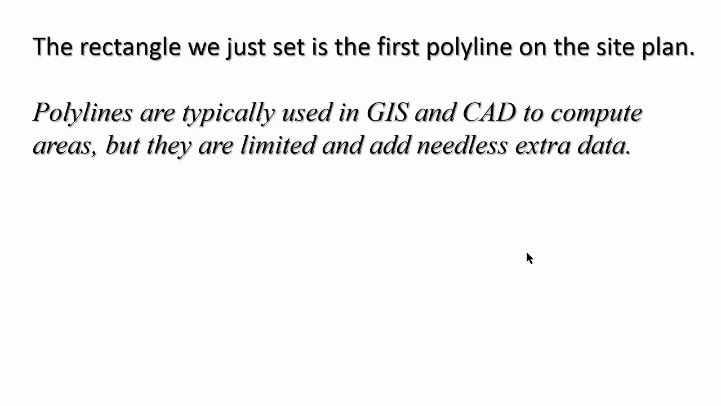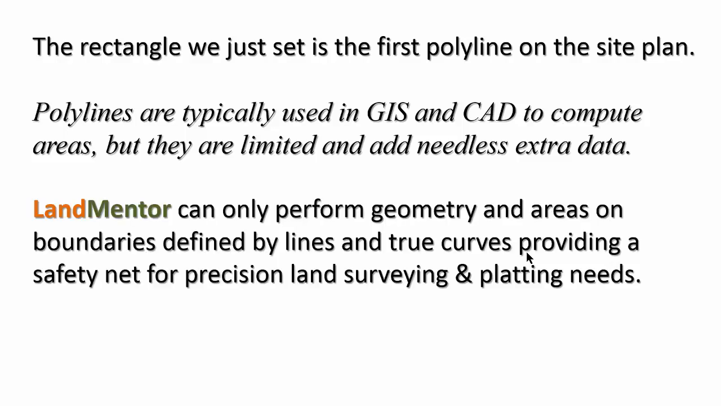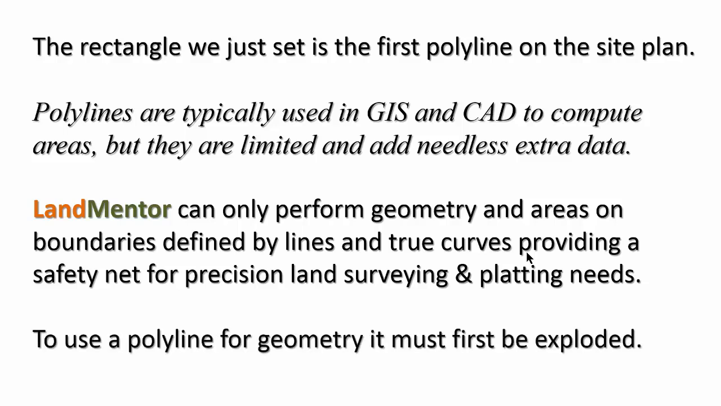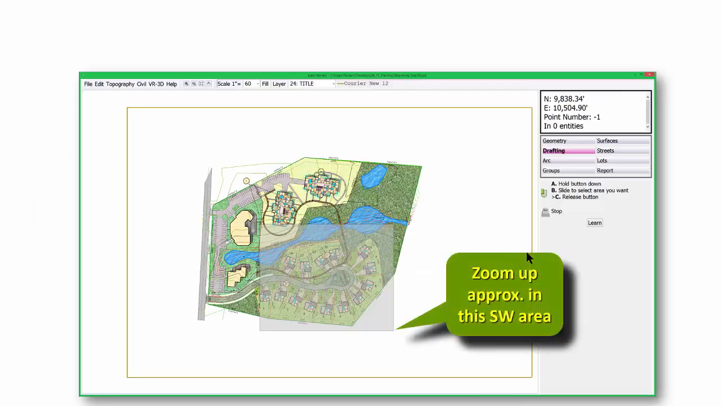Polylines are typically used in GIS and CAD, but they're very limited and needless extra data. So we want everything to be coordinate geometry based. Any polyline is not going to be used for coordinate geometry. You can only perform areas on boundaries defined by lines and true curves. It's a safety for precision land surveying and platting needs. To use a polyline for geometry, it must be exploded. So what you would do is go edit, polylines, and there's a whole menu of options there, and one of them is to snap to it and then explode it.